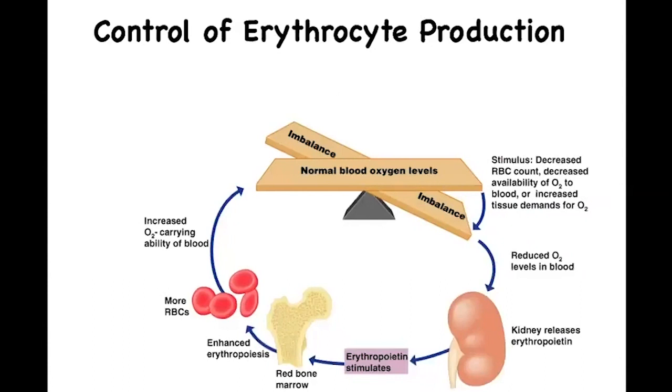This illustration shows you how you maintain oxygen carrying capacity in your blood. When oxygen levels in your blood decrease, the kidneys become hypoxic. They release EPO in response, which goes to the red bone marrow and increases the production of erythrocytes through erythropoiesis. This will increase the amount of red blood cells in your blood, increasing oxygen carrying capacity of the blood, returning the blood oxygen levels back to normal.